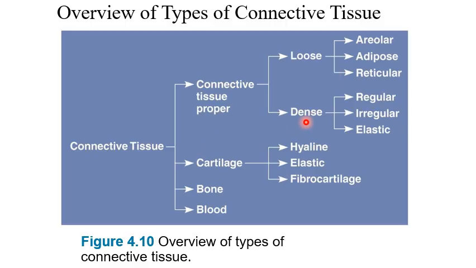When you look at dense, you're going to have also three types. You're going to have regular, so that's the one that's very much parallel. You're going to have irregular, that is the meshy type full of fibers, and you're going to have the elastic type. Okay. When you look at cartilage, it's also subdivided into three types, as we mentioned. The very tough one, the not so tough one, well, it's not in proper order here. So fibrocartilage, very tough. Not so tough is the hyaline cartilage. Softer one is going to be your elastic cartilage, then bone and blood.